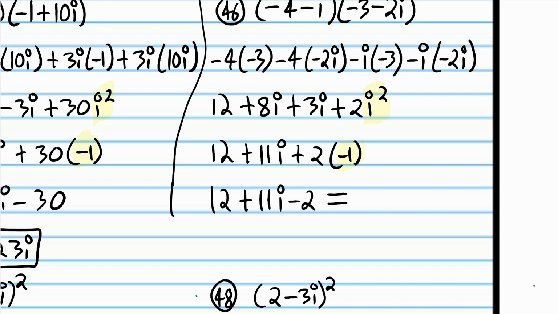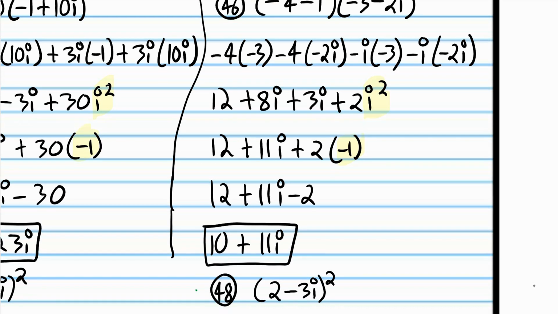Now we have to go to the right because we're out of room, looks like. Actually, no, we're not out of room. And then 12 minus 2 is 10. And that is the final answer. So if you got that answer, good job.